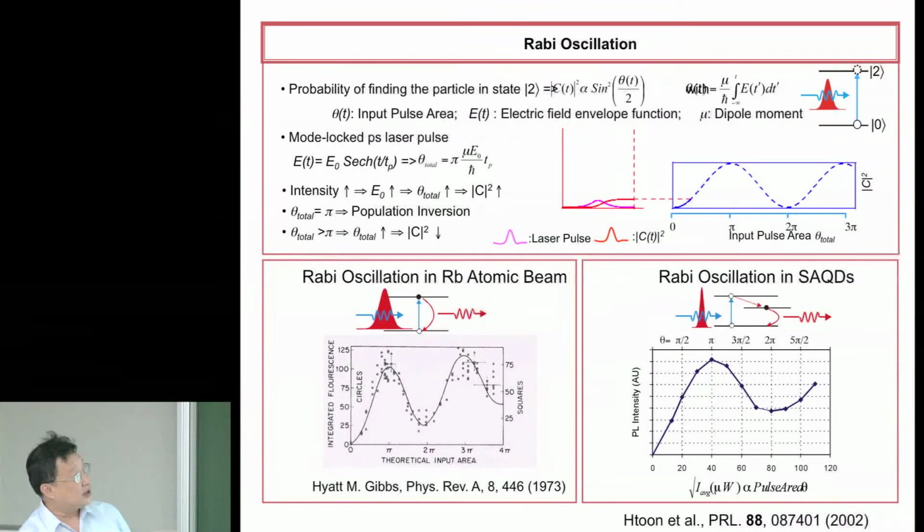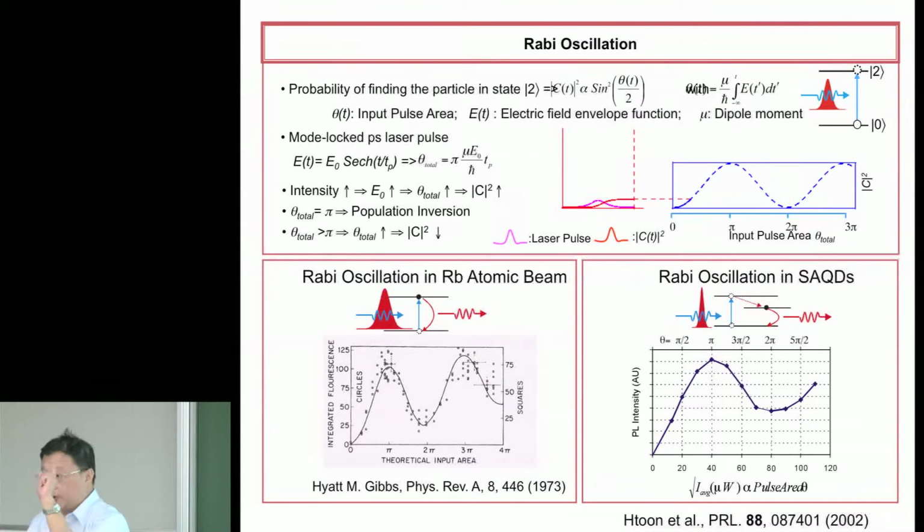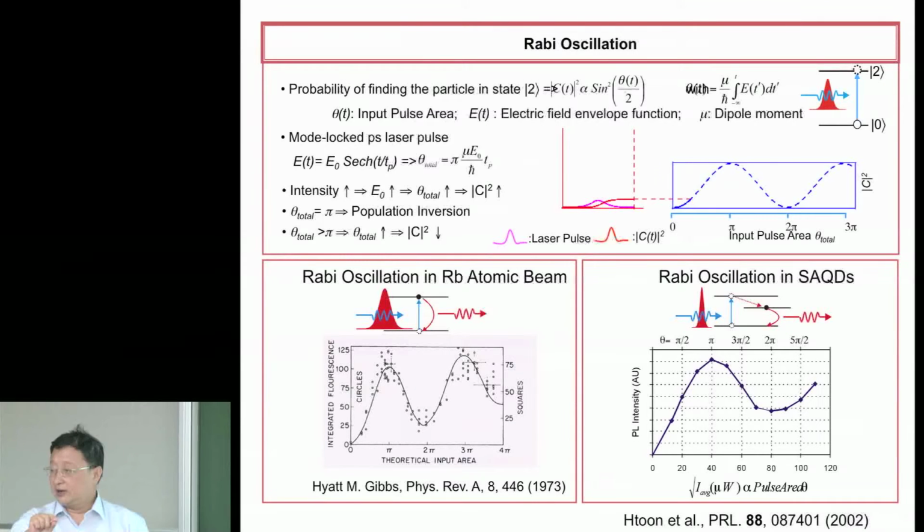Then when I change the laser intensity, I am really scanning the angle theta, going to pi or 2 pi. Then I should expect to see the emission light come from this quantum dot. If I first increase my laser intensity, I should see it go brighter and brighter, then I should see it go dimmer and dimmer. And that is what people call Rabi oscillation.